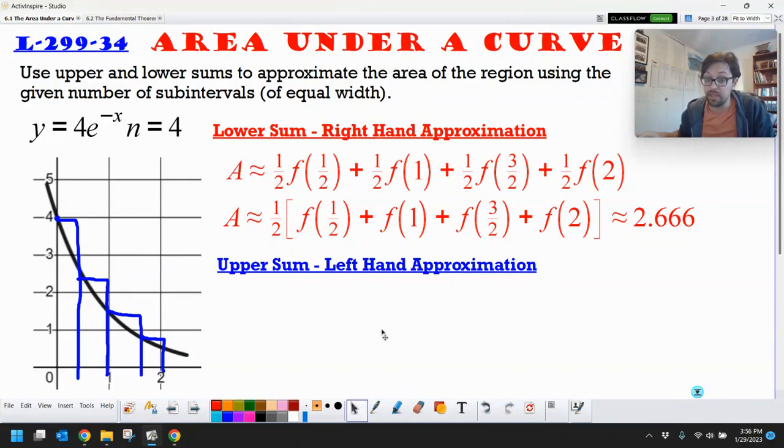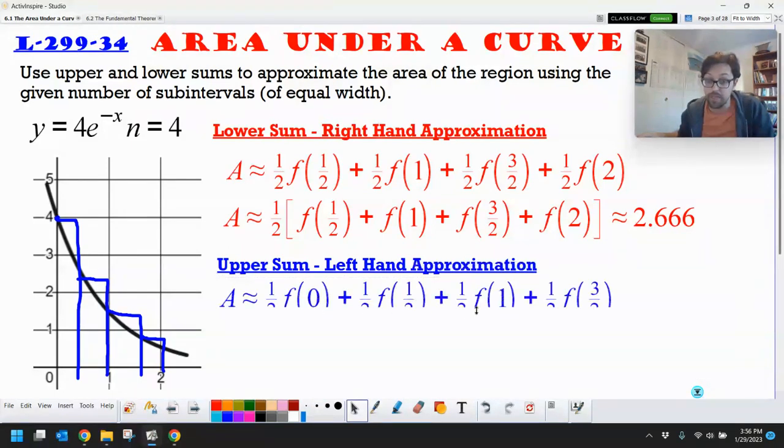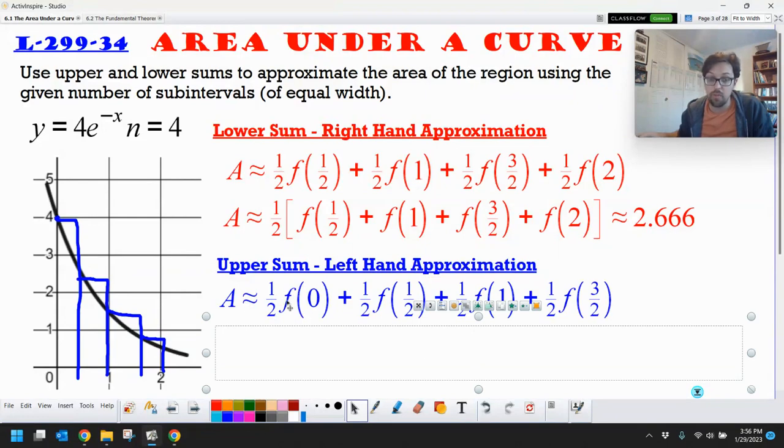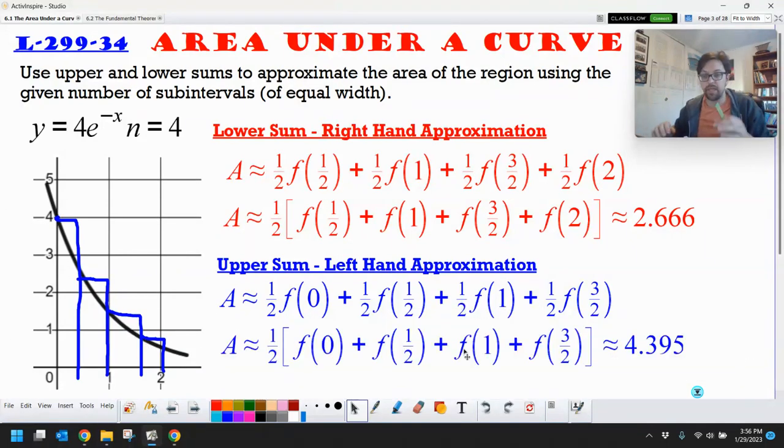We can find the calculations for that left-hand approximation the same way as we did before, where really it's just multiplying all of our widths. So this is a width of 1/2 for this rectangle. The width of this rectangle is 1/2, 1/2, 1/2, and then multiply it by these points on our actual curve. In this case, we end up getting an upper sum of 4.395. So we know the actual area underneath this curve is somewhere between 2.66 and 4.395.